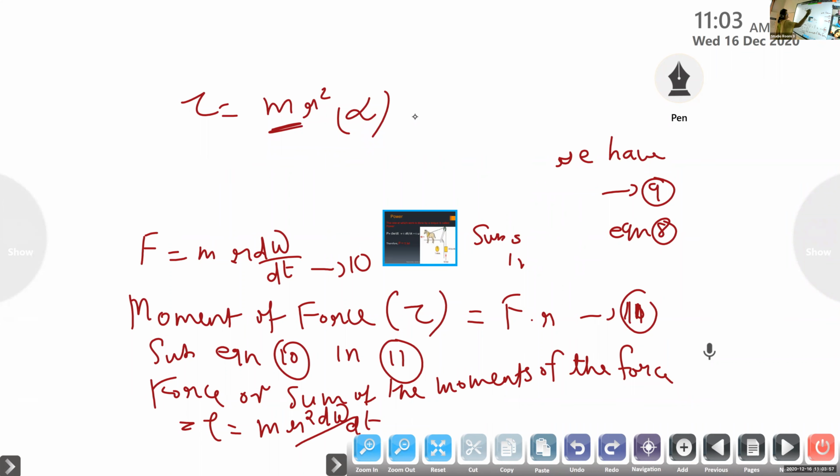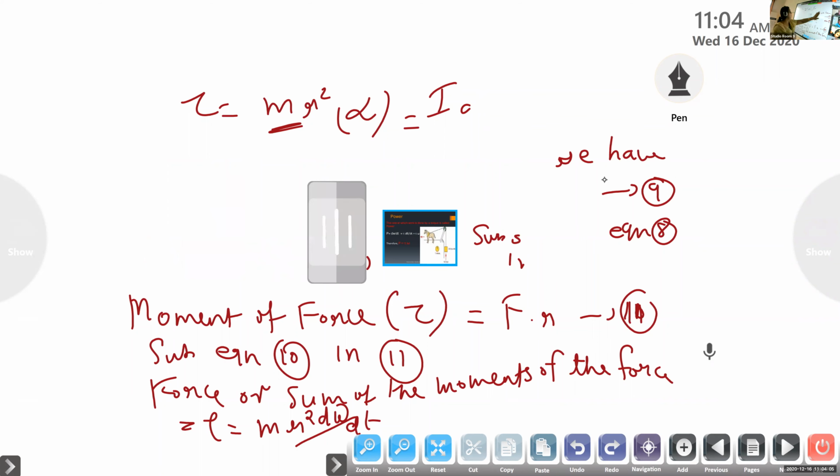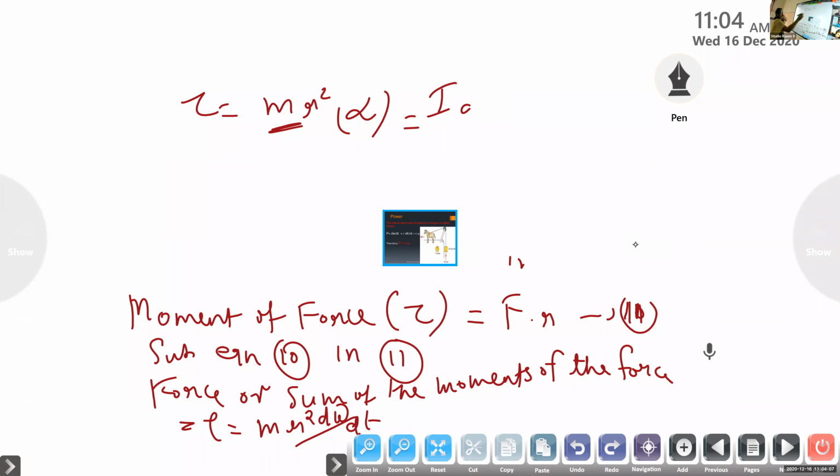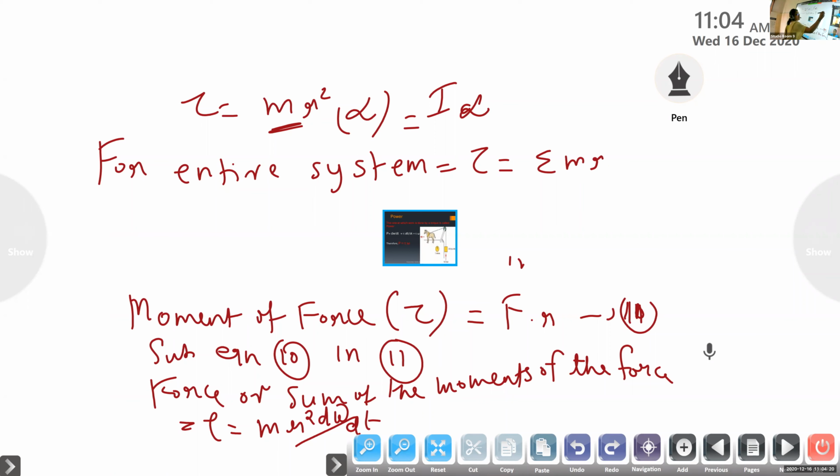And what is m r square? For an irregular system, it is the moment of inertia. Therefore, moment of force in kinematics, you are getting torque is equal to I alpha. For the entire system, we can write torque is equal to sigma m r square alpha.